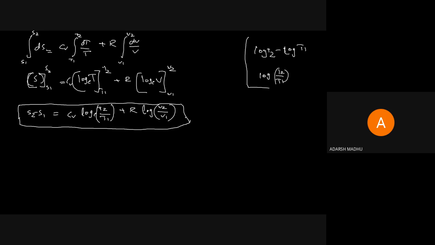So this is the case where Cv and R are the constants. We can also write the same equation by substituting other values, in the case of Cp and R. We can also derive the equation in the case of Cp and R, and also in the case of Cp and Cv. This combination gives us three equations.